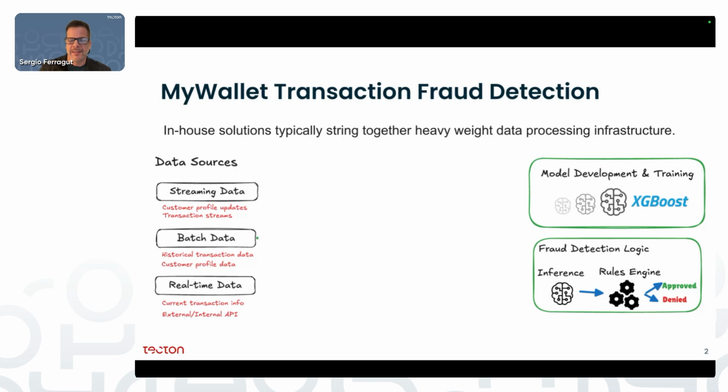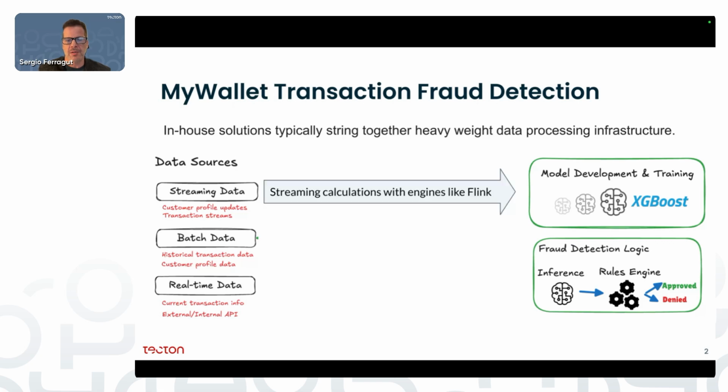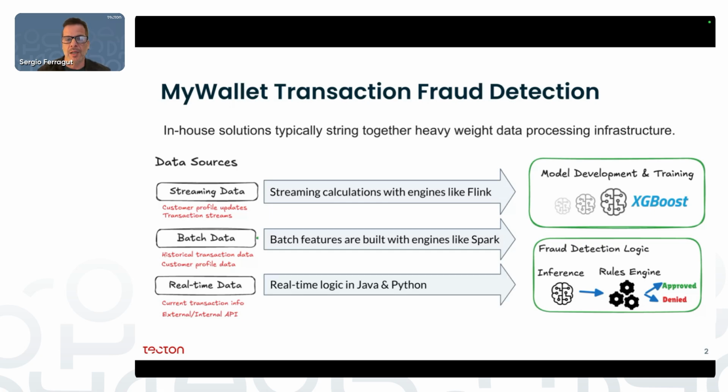At My Wallet, like in many of our customers, they built in-house solutions, and they end up using some heavyweight data processing infrastructure. They use things like Flink to do streaming calculations. They use things like Spark or Snowflake to build batch transformations, and they build the real-time logic in Java or Python. And these pipelines are built to produce the same features that the data scientists designed, but they're a different code base. So they tend to have subtle differences in how they're calculated, and that affects model accuracy.